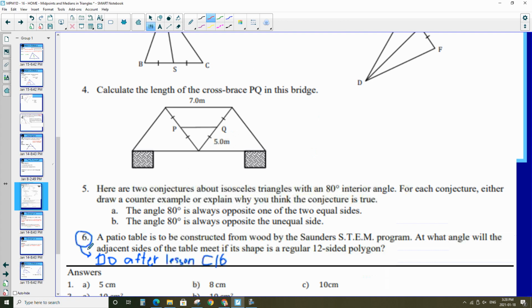Number 6, you can't do unless you've done class lesson 16. So some of the color groups are getting home lesson 16 first. Some color groups are getting class lesson 16 first. So depending on if you've done this lesson or not, just hold off until you've done that lesson to complete the very last question before handing it in.